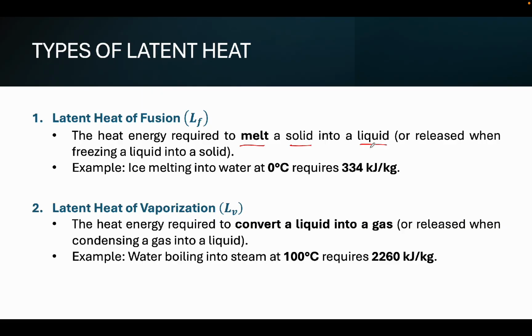And number two, we also have the latent heat of vaporization. So it is also the heat energy required to convert a liquid into gas. So evaporation, this is evaporation. So, liquid to gas. Whereas latent heat of fusion is solid to liquid or liquid to solid, vaporization is from liquid to gas. So, an example for this one, we have the water boiling into steam. So, from water, liquid, into steam, which is a gas, at 100 degrees Celsius, it requires 2,260 kilojoules per kilogram.